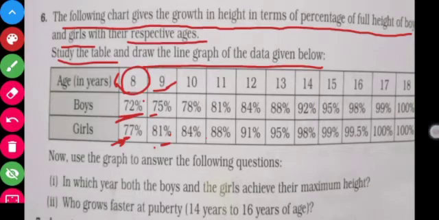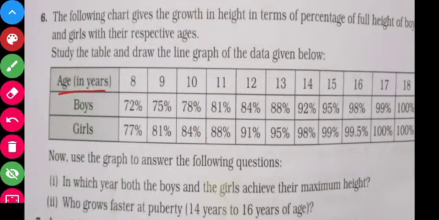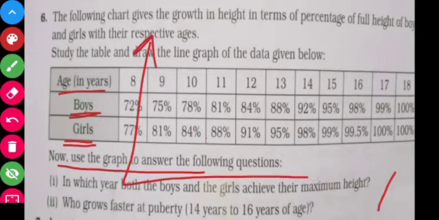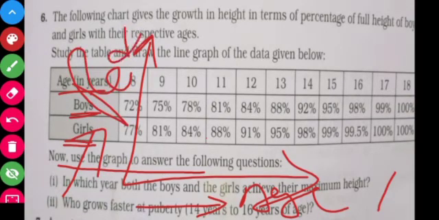So you have to take age on the x-axis, and the percentage of boys or girls we have to take on the y-axis. And then by using the graph, answer the following questions. So first we have to draw the graph. For this we have to make an x-axis and y-axis. On the x-axis we have to take age, and on the y-axis the percentage of height. So let's draw the graph.